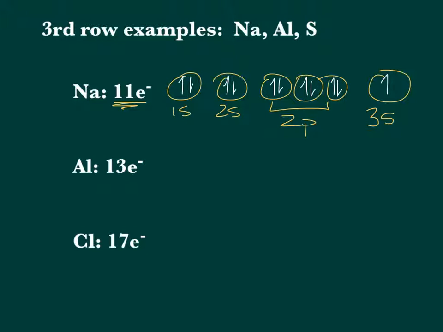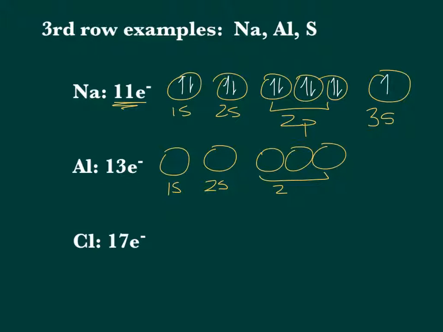So here we go, aluminum. 13 electrons. Wow. Okay, 1, 2, 3. So I know I'm going to need my 1s. I'm going to need my 2s. I'm going to need my little 2 p's here. Probably going to need my 3s. So let's see what we got. All right. 13 electrons. So there's 1 and 2, 3 and 4, 5, 6, 7, 8, 9, 10, 11, and 12. Well, I need 13. So what do I do with that?